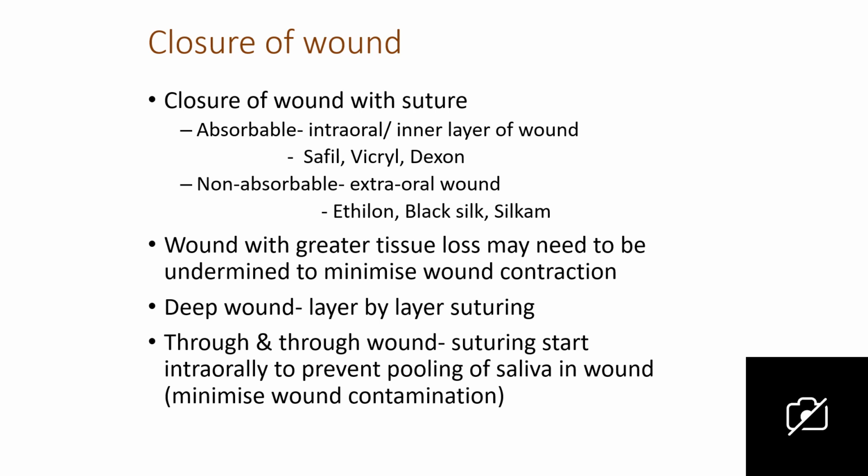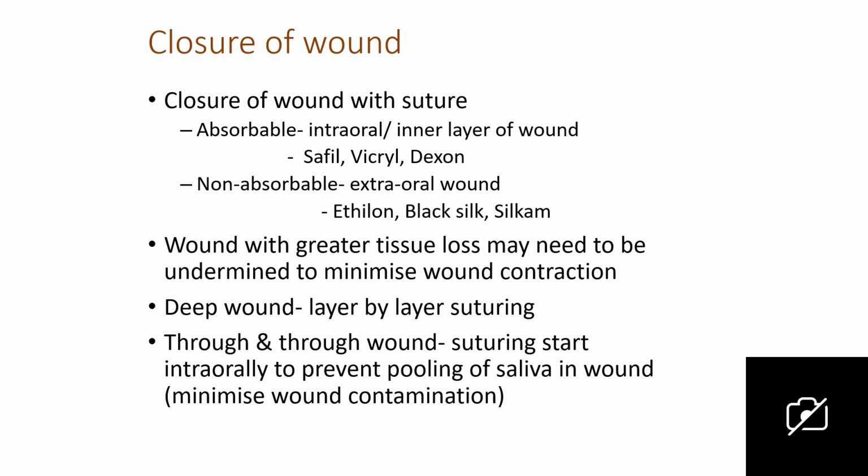Deep wound: layer by layer suturing, whether muscles are involved, cutaneous tissues are involved, or cartilage is involved, then you have to do layered suturing. Through and through wound suturing: start intraorally to prevent pooling of saliva in the wound and minimize wound contamination. When you have a through and through wound from the cheek outside into the mouth, you do the intraoral first, then you come outside, because the saliva just keeps on moving if you do it from outside in. So it's better to do it from inside out, to minimize wound contamination.